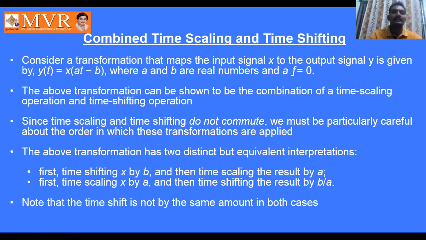Since time scaling and time shifting do not commute, we must be particularly careful about the order in which these transformations are applied. The above transformation has two distinct but equal interpretations. First, time shifting x by b, and then time scaling the result by a. Or first, time scaling x by a, and then time shifting the result by b by a. Note that the time shift is not by the same amount in both cases.